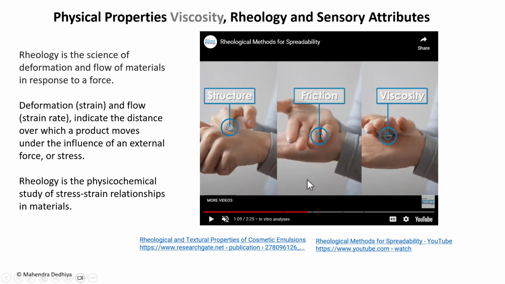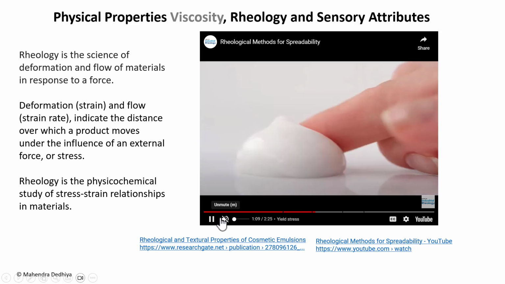There are three components in spreadability: structure, friction, and viscosity. Structure requires yield force to move the material. Viscosity is how well the material moves. Friction is how well the material will adhere to skin. All three components then provide the relationship between rheology and sensory attributes.